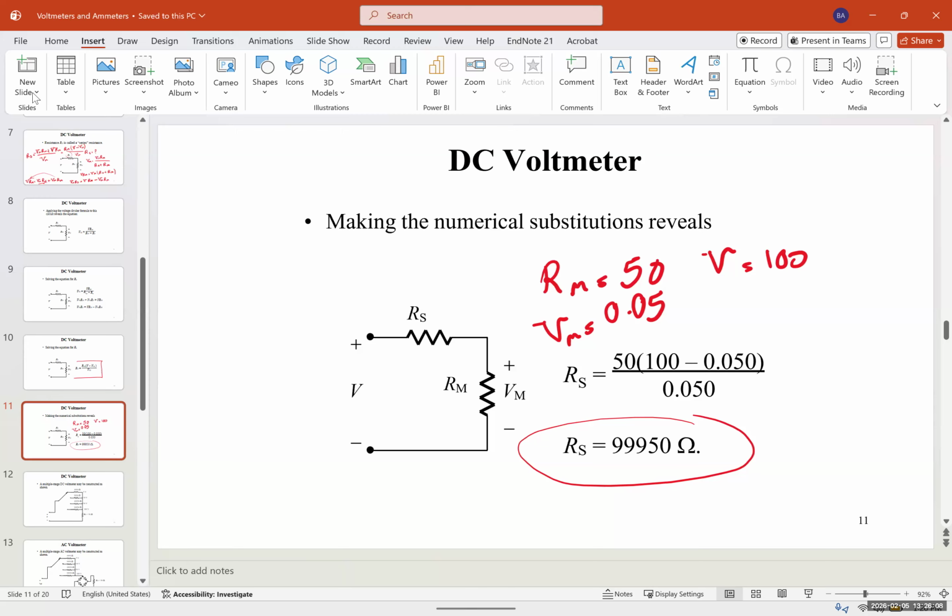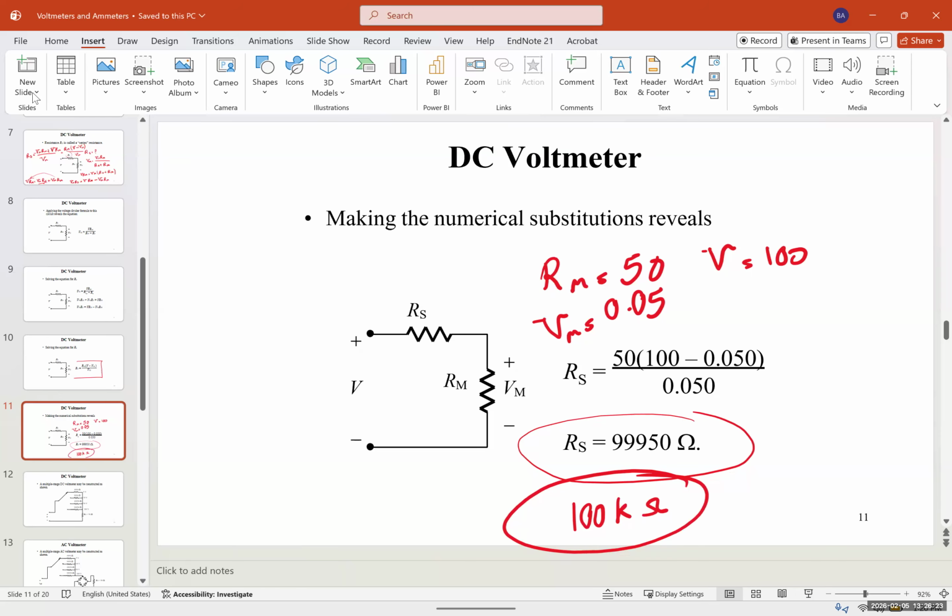So if you use the equation, Rs will become 99,950 ohms, or 99 kiloohms, close to 100 kiloohms. So you can see that the internal resistance of the multimeter should be extremely high, because if it's low, you're going to have a lot of current passing through it. Instead of the current going through the load resistor, it's going to go through the multimeter, and it's going to destroy the multimeter.